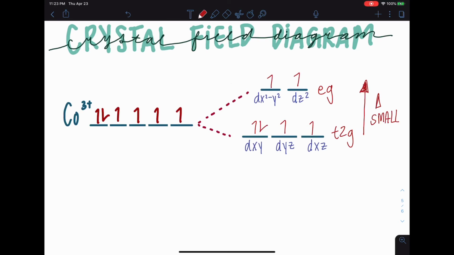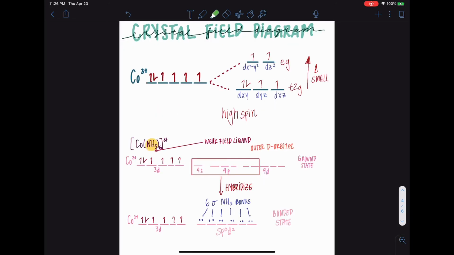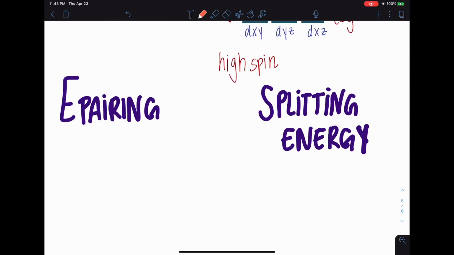Because we have this type of electron setup, we consider this as a high spin, which is caused by the weak field ligand ammonia. As you can see, the electrons drawn in the crystal field diagram should be the same as in the valence bond theory diagram. The weak field ligand also causes this crystal field diagram to have a greater pairing energy than the crystal field splitting energy.